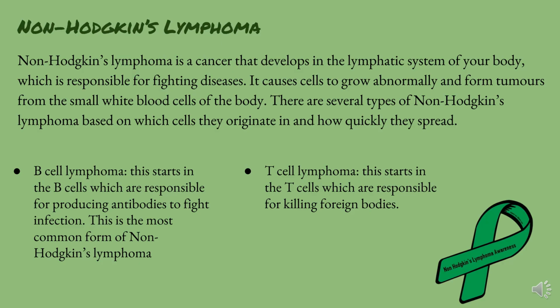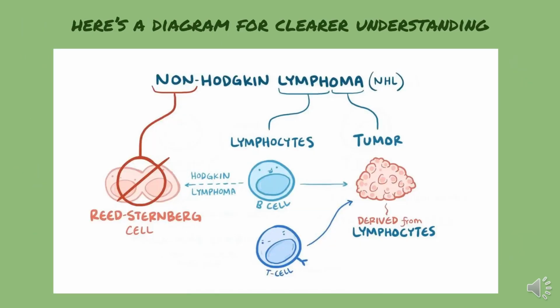We have B-cell lymphoma. This one starts in the B cells, which are responsible for producing antibodies to fight infection. This is the most common form of non-Hodgkin's lymphoma. And we also have T-cell lymphoma. This one starts in T cells, and these are responsible for killing foreign bodies. We have a diagram for clearer understanding.